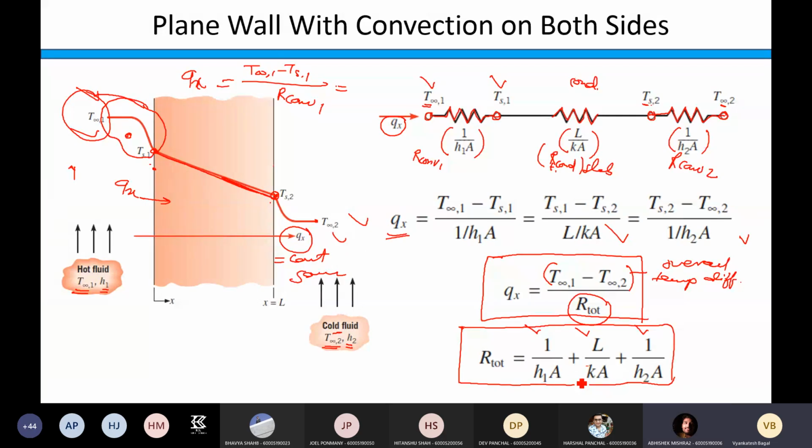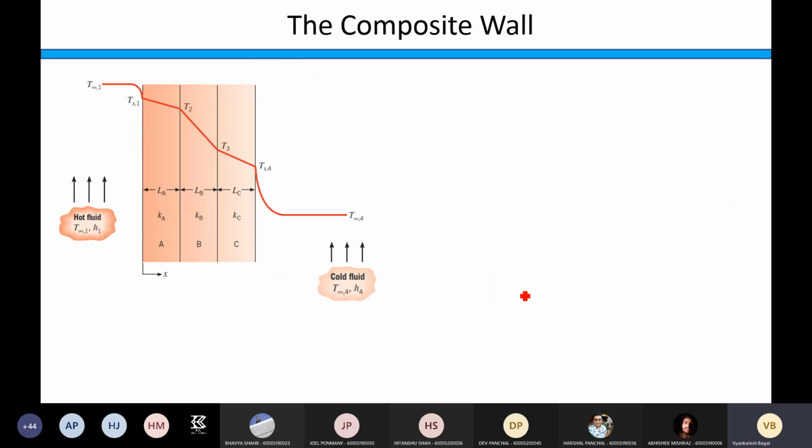Fine. So here we learned how to write the expression for the total resistance and then find the rate of heat transfer using that total resistance and the overall temperature difference. So the idea is, if you know the overall temperature difference, without knowing the interface temperatures, but somehow you know the resistance offered by the individual components, using that total resistance you can find the rate of heat transfer. That's the idea behind it.